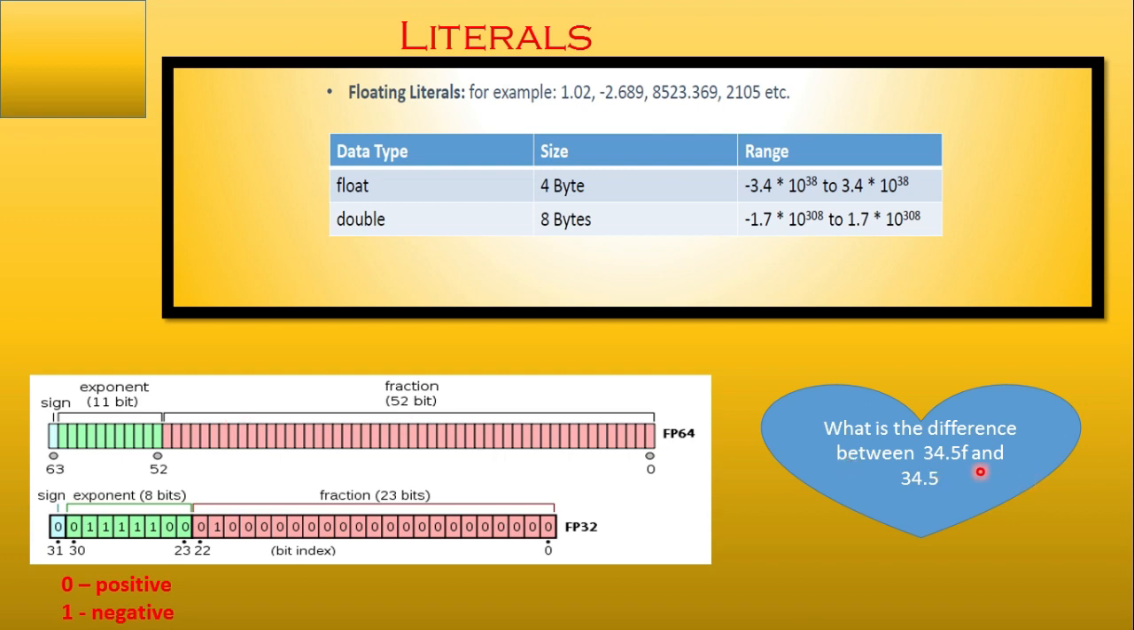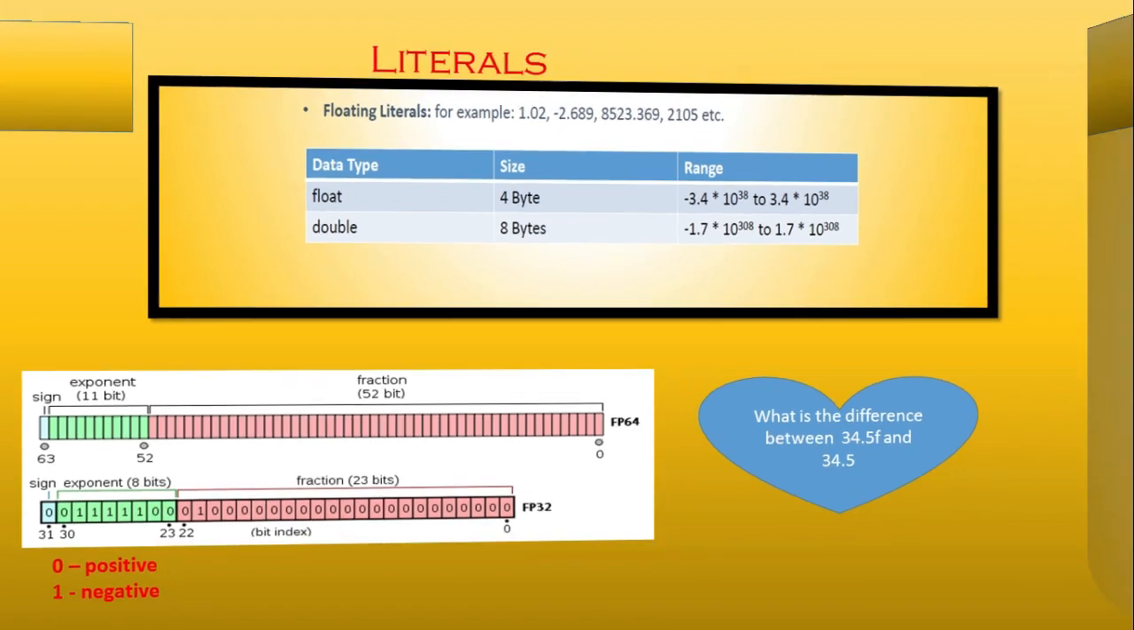Now you see, there is a question, 34.5F and 34.5. When you simply write a decimal number, this will be considered as double. When you write numbers like 34.5F, this means it is float. So a suffix F with a number makes it clear it's a float number. If you write a number simply, then that will be in double form.